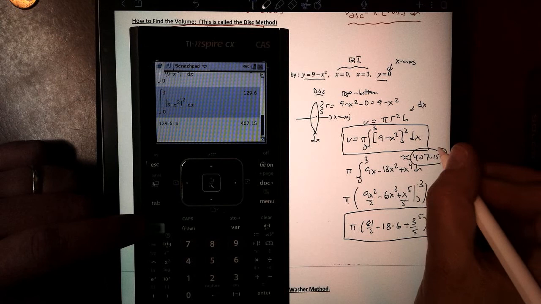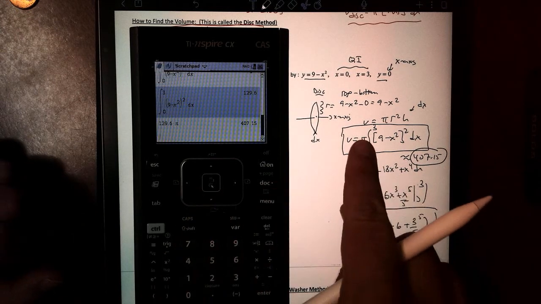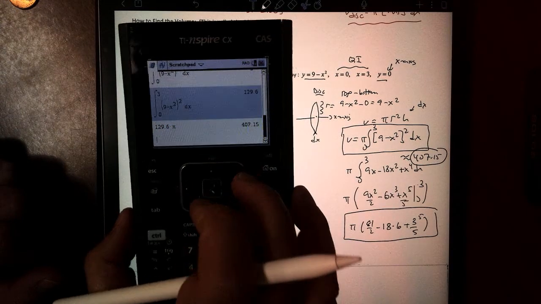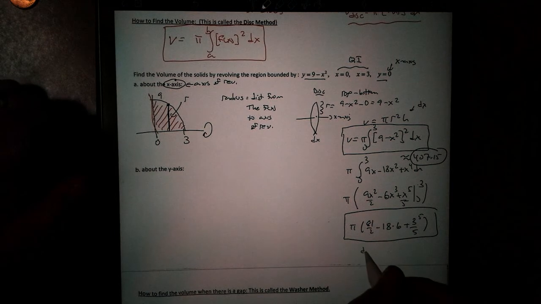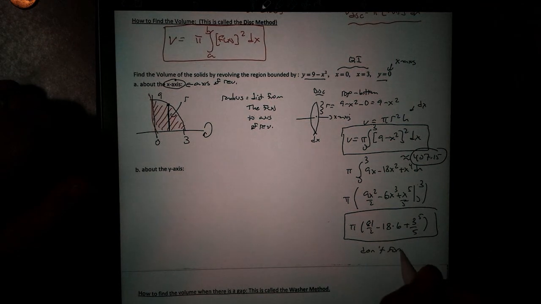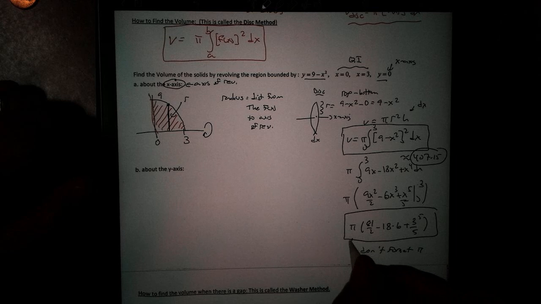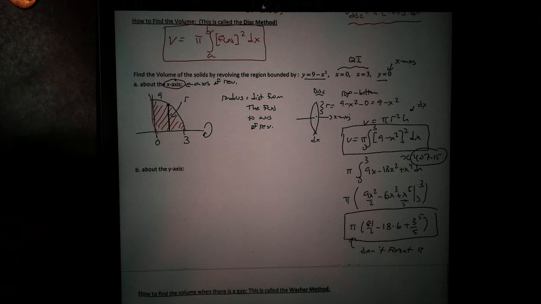407.15 for the answer. Don't forget to multiply by pi. Don't forget the pi in your answer. All right, very easy to do.